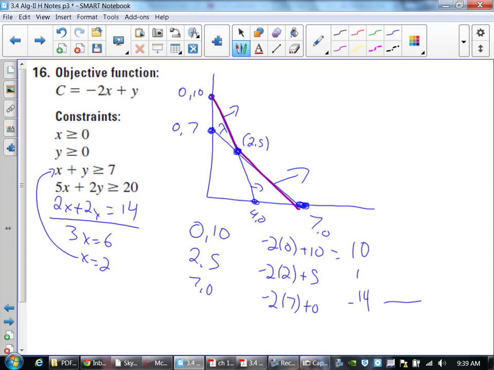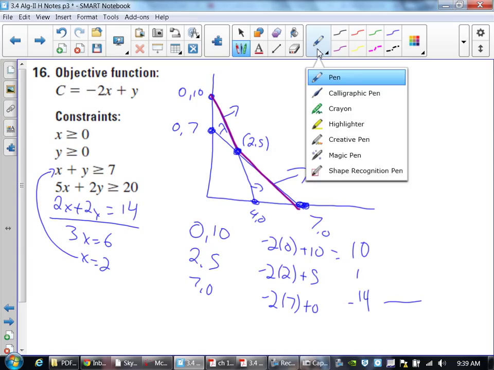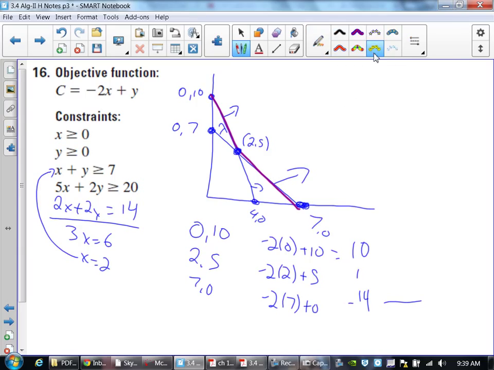How do you know which points you have to test? The points that you're always going to test are the ones that have some change of direction. See how it's bound here, here, and here?